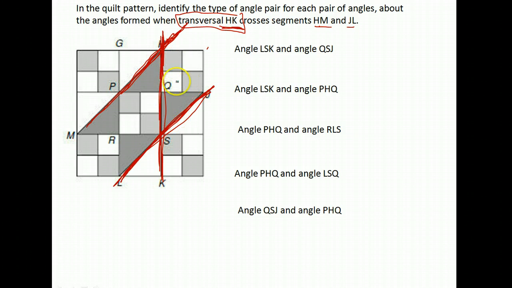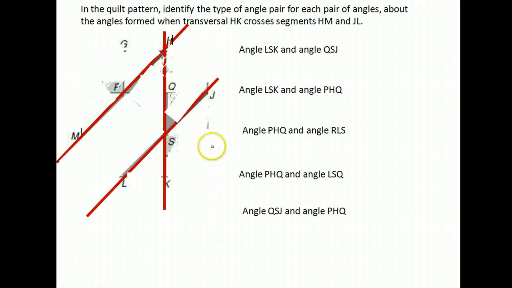So my suggestion would be then to cover up any other lines that are involved here. If you have that option, I would just cover up all those other lines because they really are just going to mess us up a little. Okay, so you can see that I've blacked out everything in the picture except for the part they were talking about. My transversal HK is still here, and my segments HM and JL are still here.